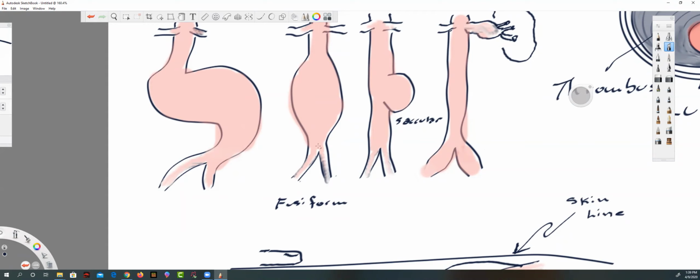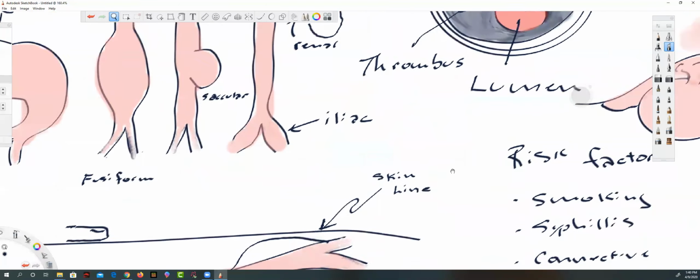Other locations: if you have a fusiform aneurysm, it very often involves the iliac, so we'll always double check for that. But it is possible to have isolated iliac-only aneurysms, and usually they'd be bilateral. Or you could have renal artery aneurysms, or you could have SMA aneurysms, hepatic.